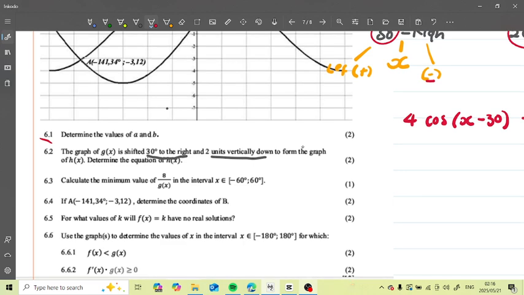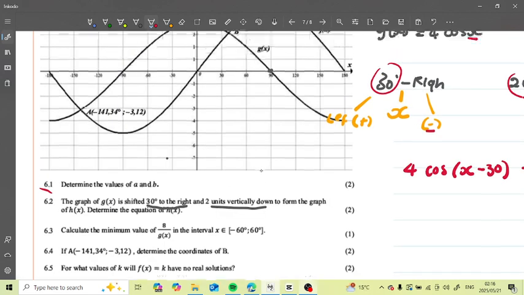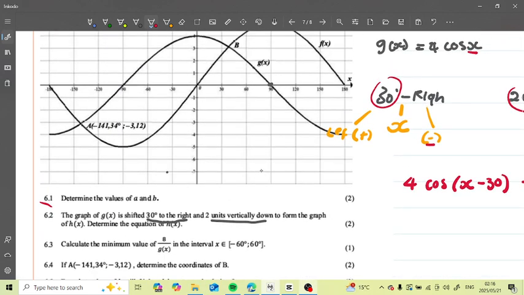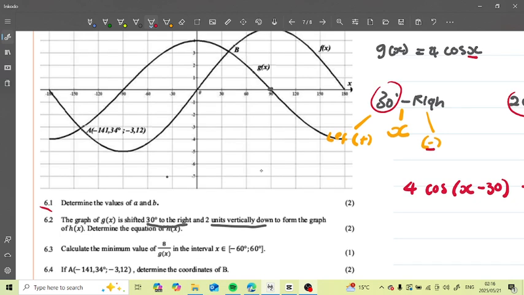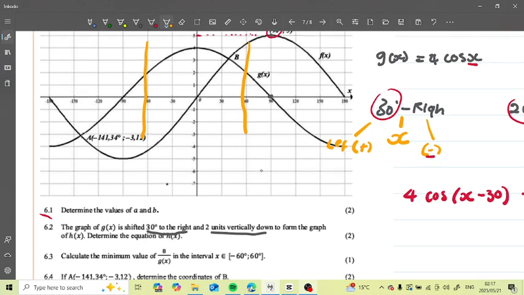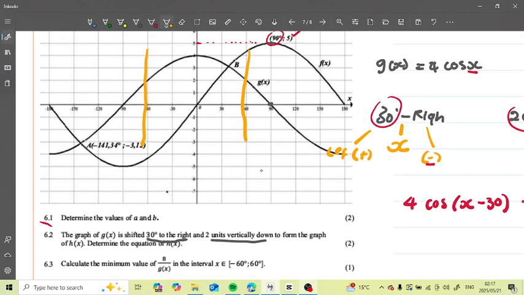Now, what about 6.3? Calculate the minimum value of 8 divided by g of x in the interval of negative 60 and 60. Let me highlight that interval. This is my negative 60, this is my 60. Now remember, your minimum and maximum values represent your turning points. So here, calculate the minimum value of g of x. Now let us look at the g of x function. This is my g of x function here.